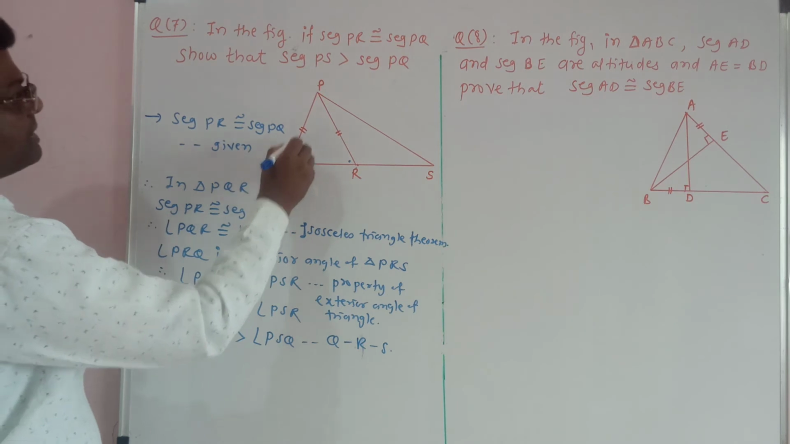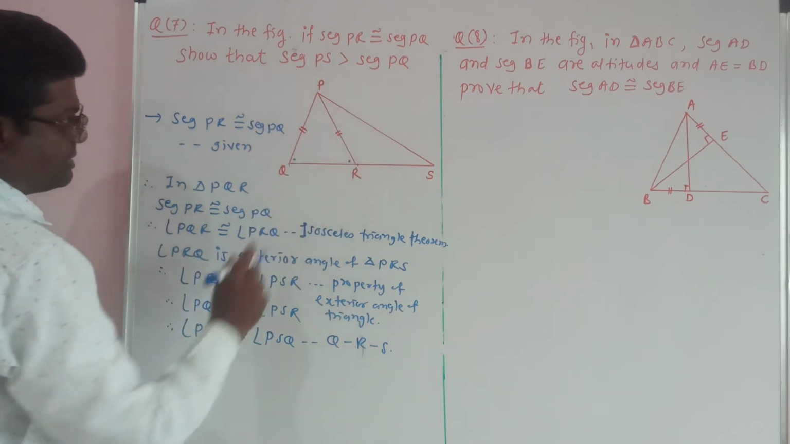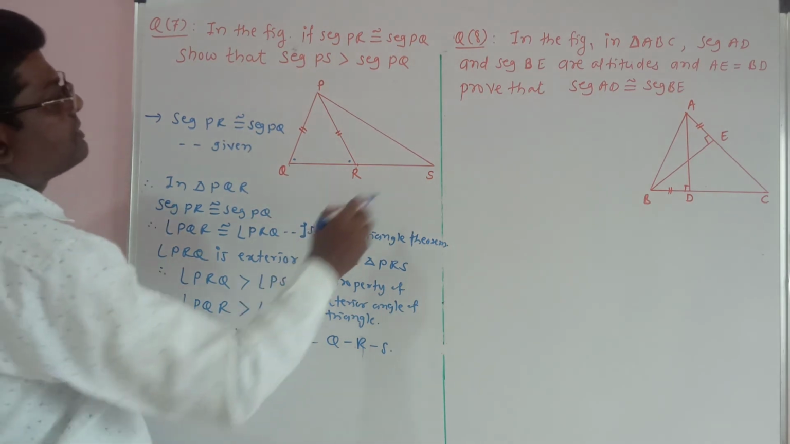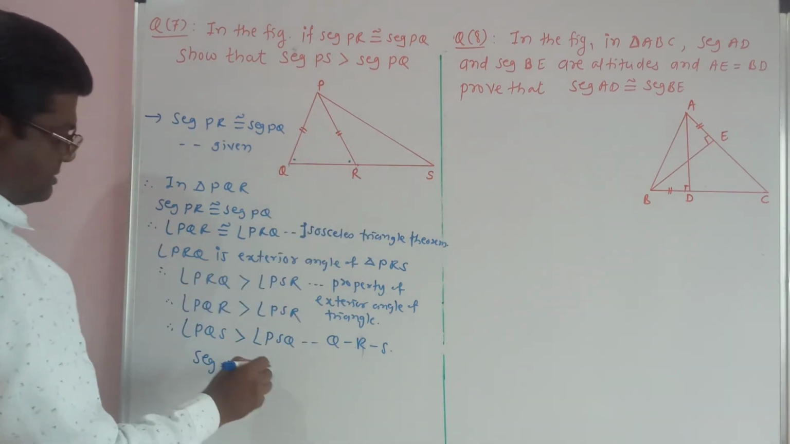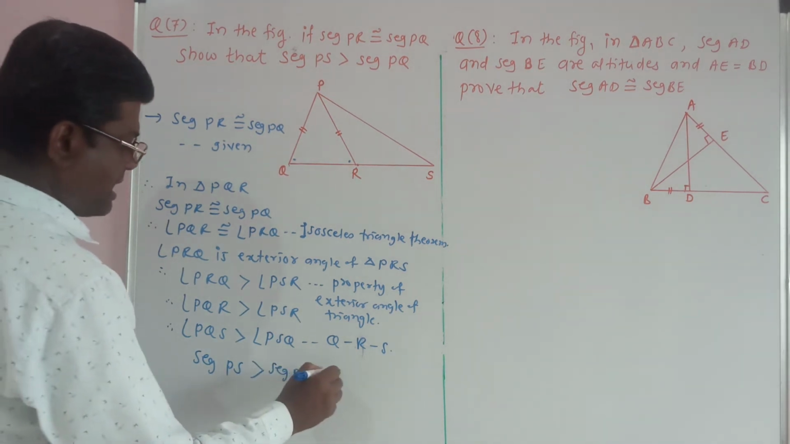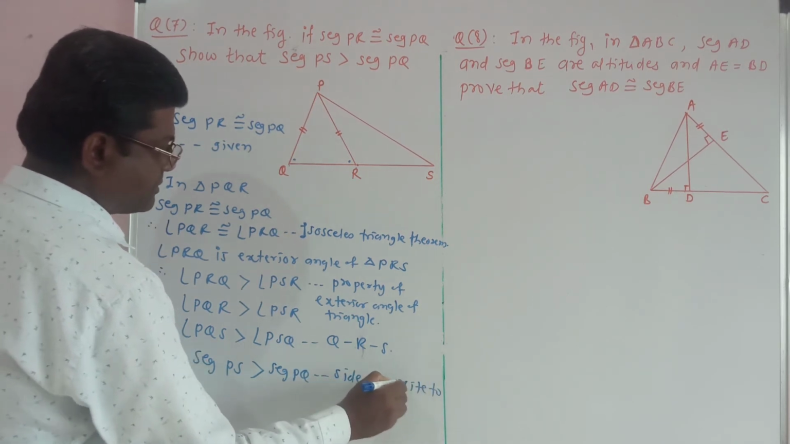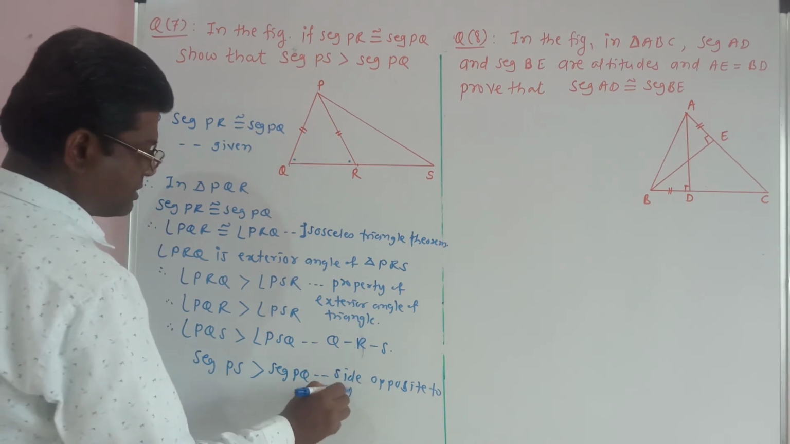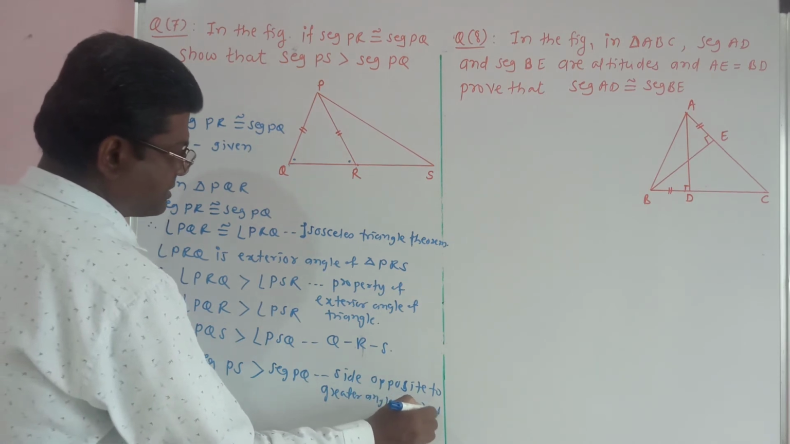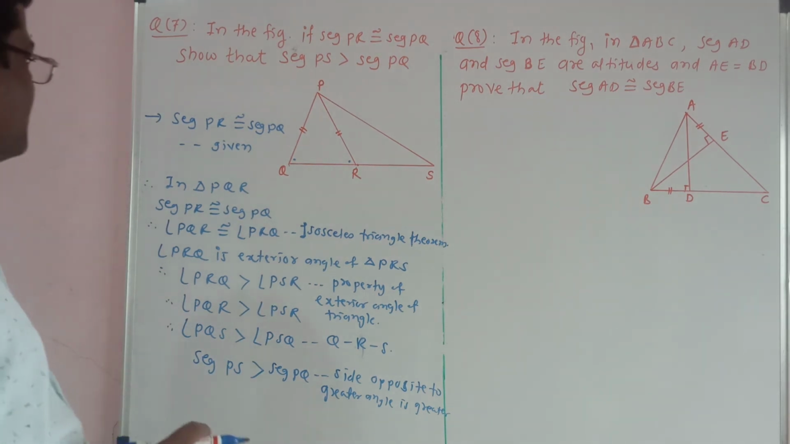Now this angle PQS is greater than this angle, so side opposite to this angle, that is segment PS, is greater than the side opposite to this angle, which is segment PQ. Reason is side opposite to greater angle is greater. Proved.